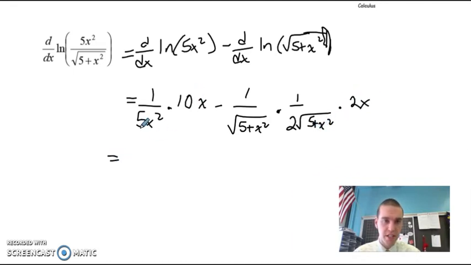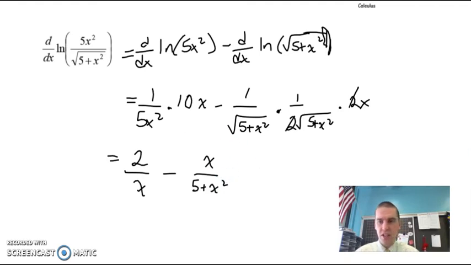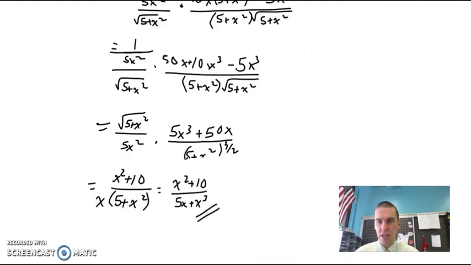Well, notice what we get here. The 10 and the 5 become a 2. 2 over x, minus, these 2's cancel, so we're left with an x in the numerator. Square root of 5 plus x squared times the square root of 5 plus x squared is just 5 plus x squared. Now you're sitting here going, well, that does not look like this. Well, let's make it look like that.